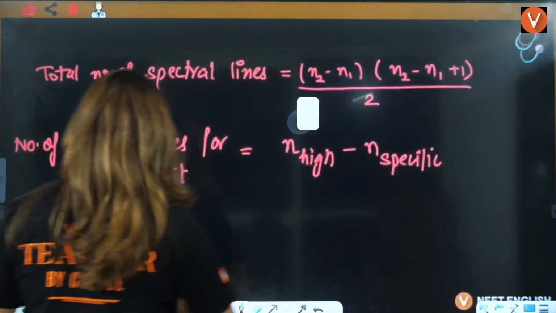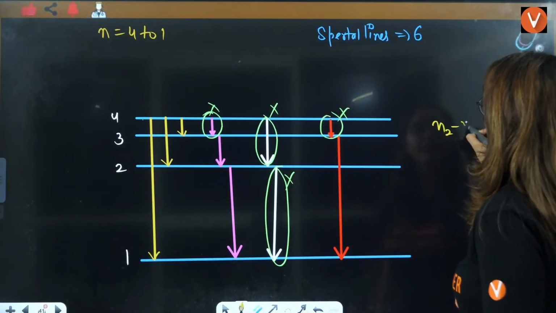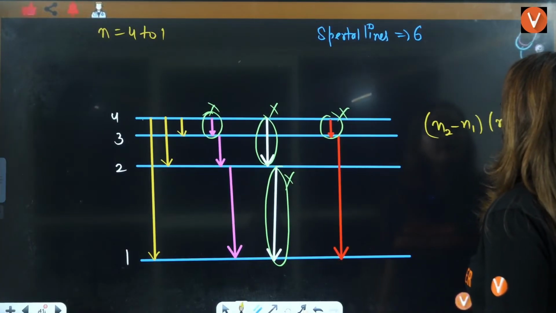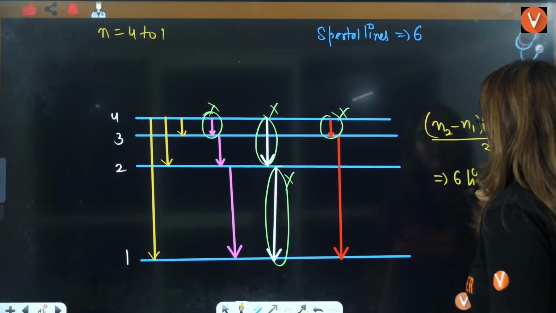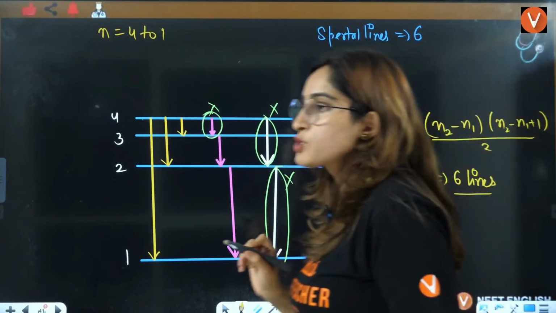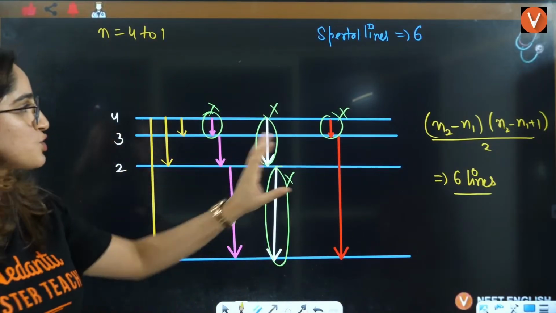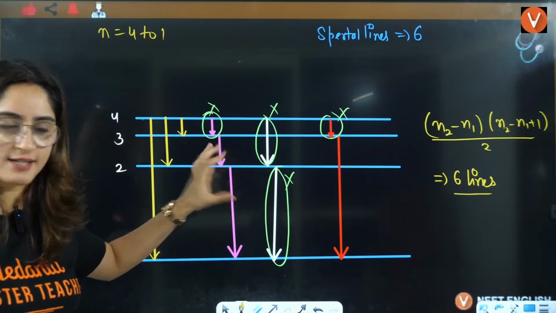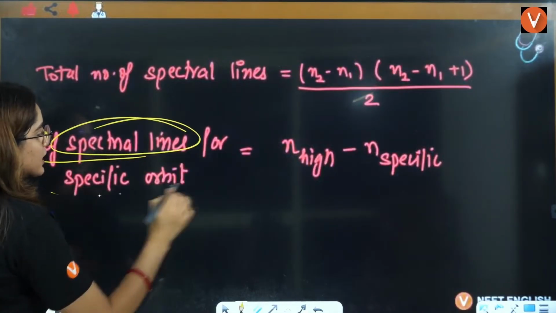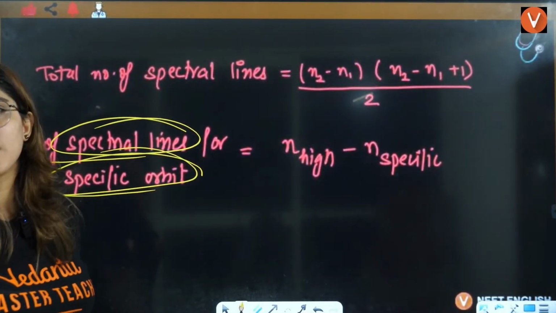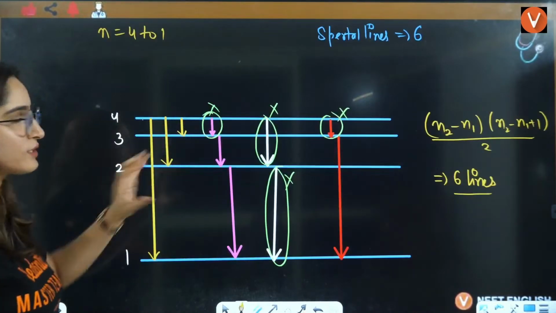So when you solve it this way, it will be n2 minus n1, n2 minus n1 plus 1, divided by 2. When you solve it this way, the answer is going to be 6 lines only. So when you do this in the exam, it is very simple. Just put the formula, you will get your answer. That's it. Now, what is this? Number of spectral lines. This is the reason I taught you this whole thing.